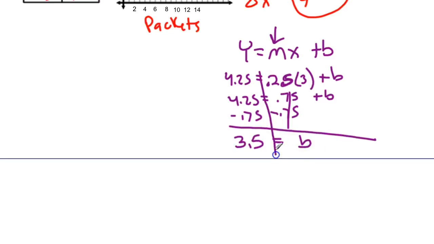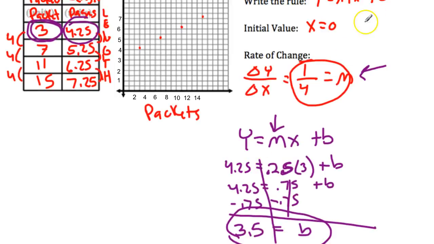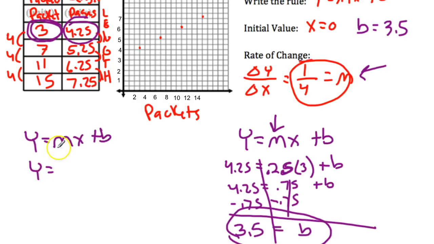If I draw this line, 3.5 equals b. So that's what I was looking for right there, my b. Now I know my initial value, b equals 3.5. I can write my equation for y equals mx plus b. Y equals the slope, 1 over 4. I'm just going to write 0.25 to keep it all in decimals. X plus, and the y-intercept was 3.5.